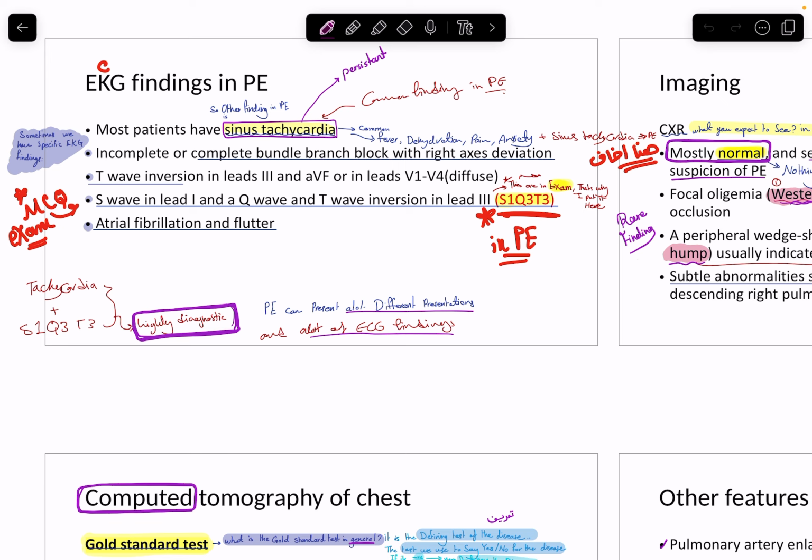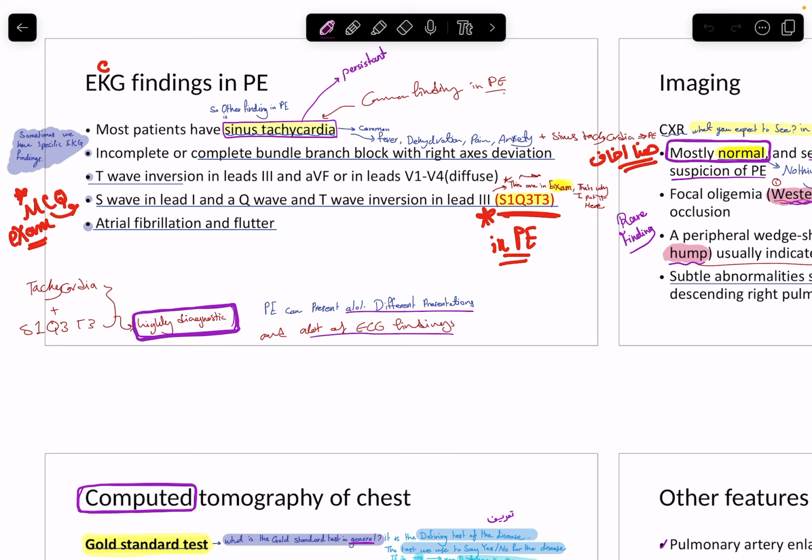There are specific findings for PEs, like an S1Q3T3. You can look it up. We like asking about it in the exam. It's very specific, but I think less than 10 or 15% of patients, even less, with confirmed PEs have this finding. So a lot of patients who have PEs will not have this finding. So you cannot depend on it. But if it's there, it's useful.